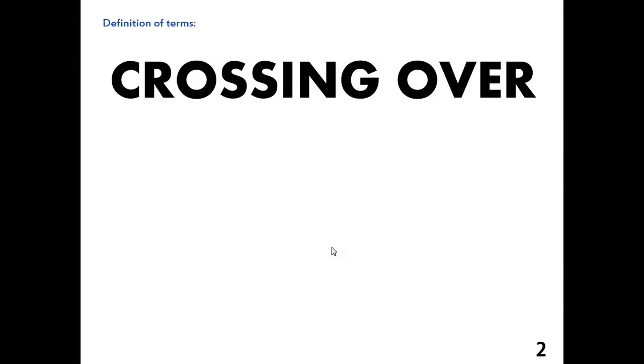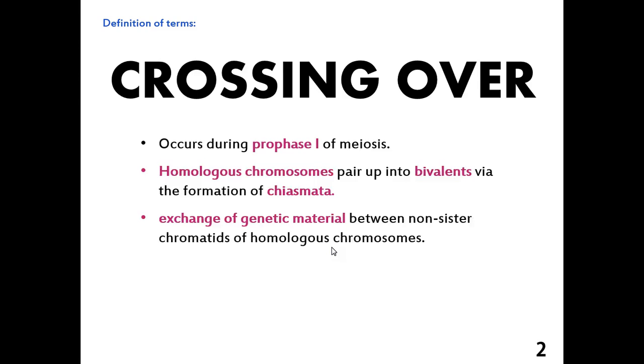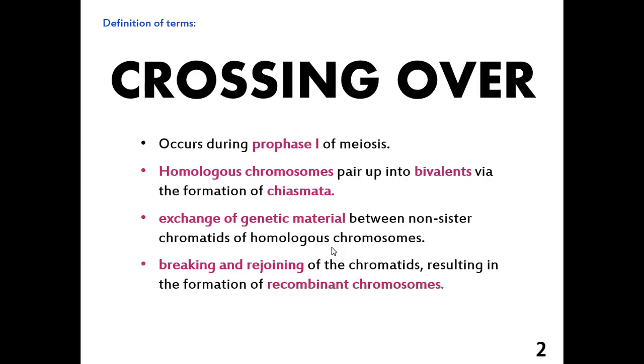The next term we want to look at is crossing over, which is really a revision of something you have learned previously in meiosis. This is an event that occurs during prophase 1 of meiosis, whereby homologous chromosomes can pair up into bivalents via the formation of chiasmata. During this event, there's an exchange of genetic material between the non-sister chromatids of homologous chromosomes, and there is an actual breaking and rejoining of the chromatids, resulting in recombinant chromosomes being formed. Do note that this crossing over event happens by chance.